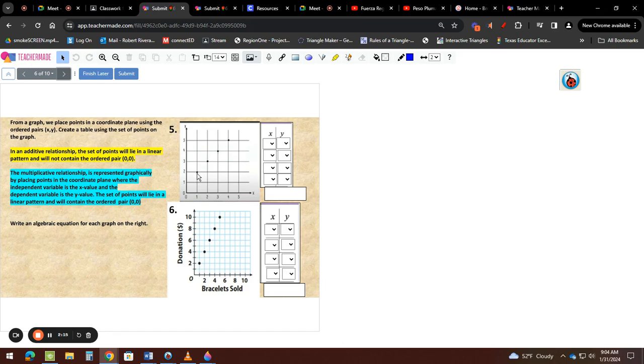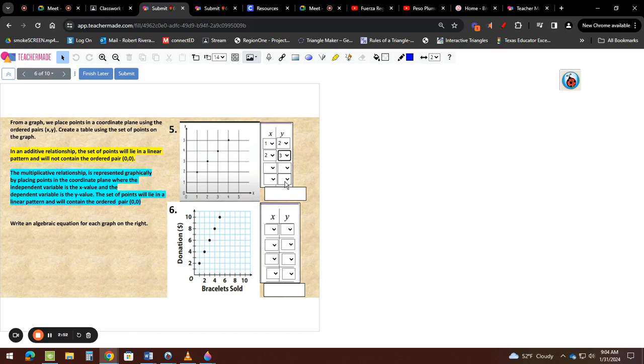Let's go with the first point. What's the first point in this graph? Say it, mija. 1 is x, 2 is y. So we're gonna go here and go 1, 2. Questions with the first one? Second point. What's the next point? 2 is x. Good job, Andrea. And 3 is what? Y.